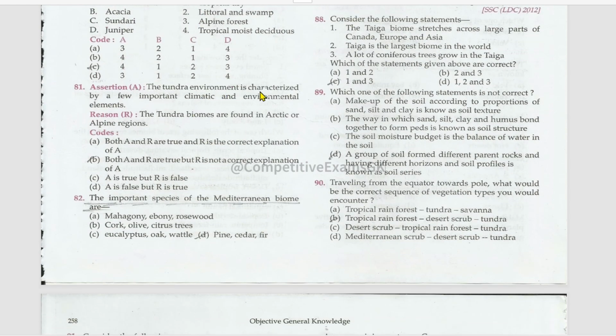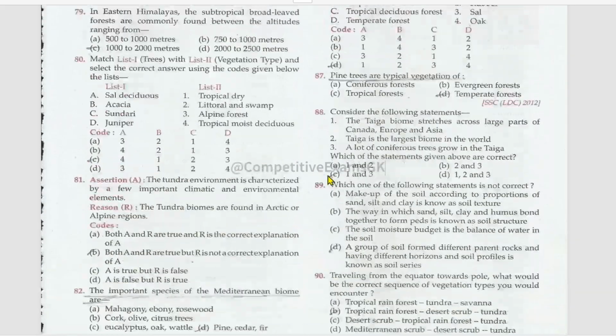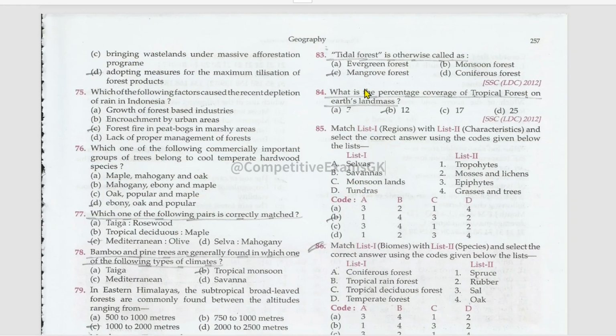The tundra environment is characterized by a few important climatic and environmental elements. True. The tundra biomes are found in Arctic or alpine regions. This is also true, but this is not the explanation for the assertion. The important species of the Mediterranean biome are pine, cedar, and fir. Tidal forest is otherwise called mangrove forest.